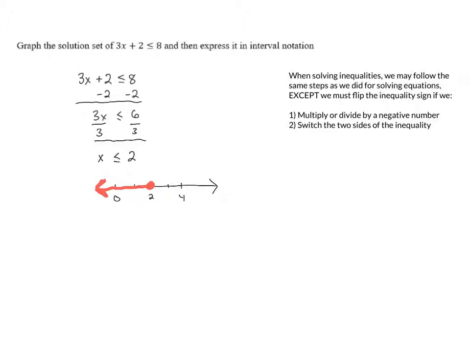And if we want to write this in interval notation, it's going to be parenthesis negative infinity, comma 2 bracket, because we go all the way towards negative infinity to the left, and on the right we stop at 2, and since 2 is a solution, we use a bracket there. And so we end up with negative infinity, comma 2 as our final answer.